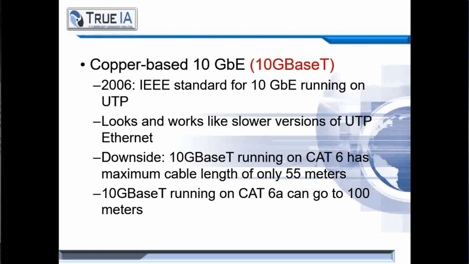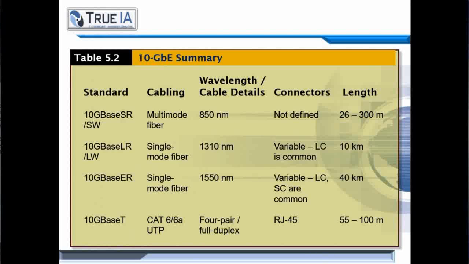Next, with the copper-based 10 gig standard, it was introduced around 2006. It looks and works like slower versions of UDP, and the primary downside is that it runs on Cat6 cable, which only has a maximum cable length of 55 meters. However, you can opt for the Cat6A cable, which can go up to 100 meters. The Network Plus certification expects you to know and understand the different standards, cabling, and maximum distance of the 10 gigabit Ethernet.